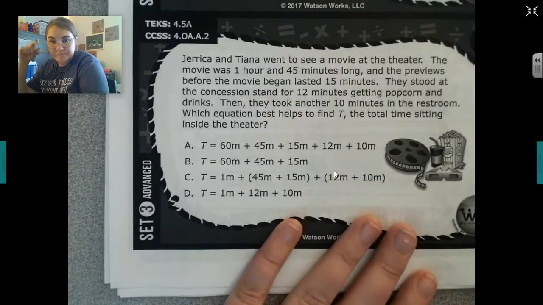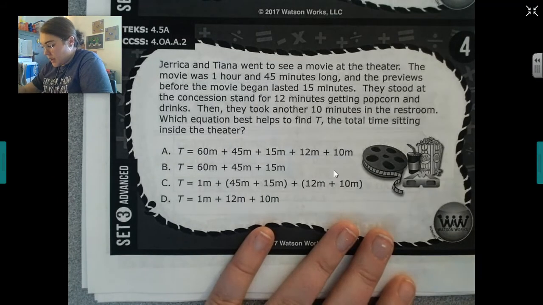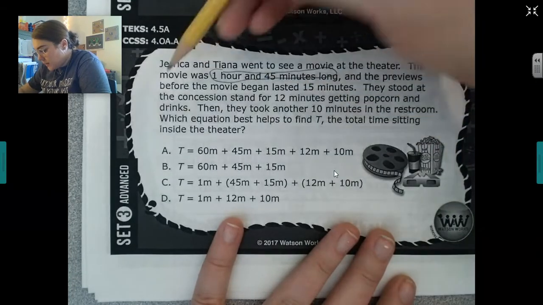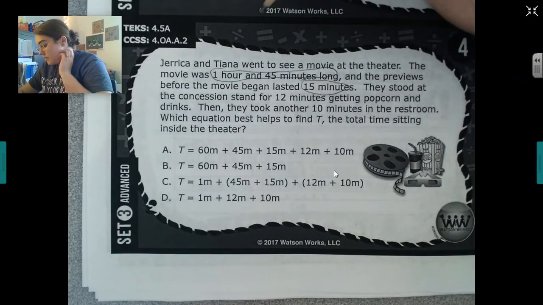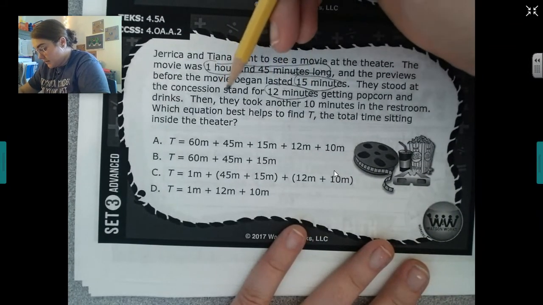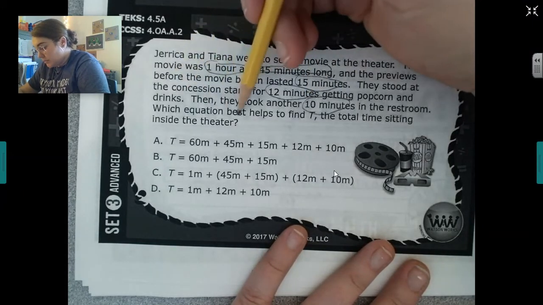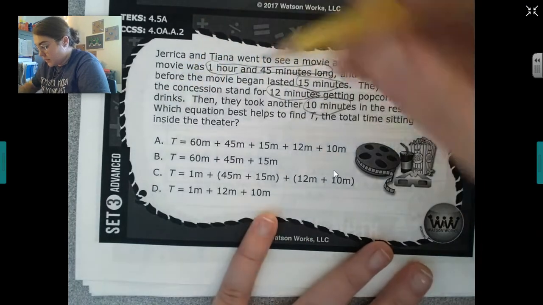Let's try this one. Jerica and Tiana went to see a movie at the theater. The movie was 1 hour and 45 minutes long, and the previews before the movie began lasted 15 minutes. They stood at the concession stand for 12 minutes. Then they took another 10 minutes in the restroom. Which equation best helps to find T, the total time sitting in the movie theater?